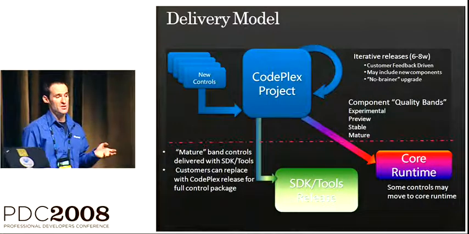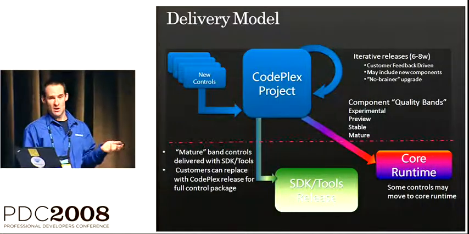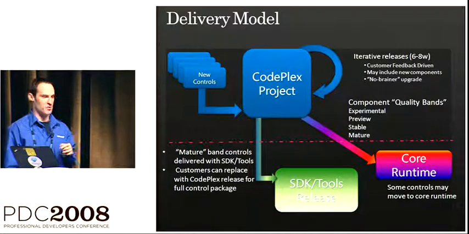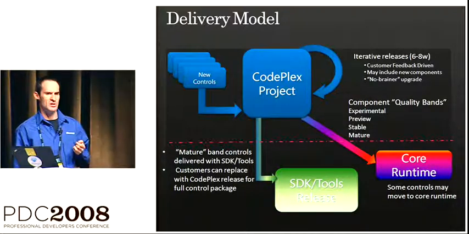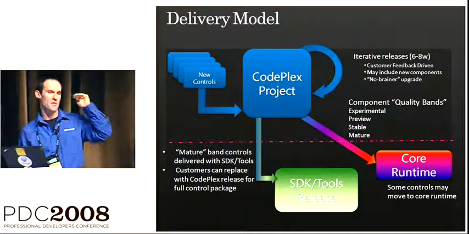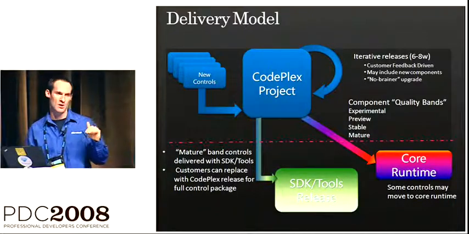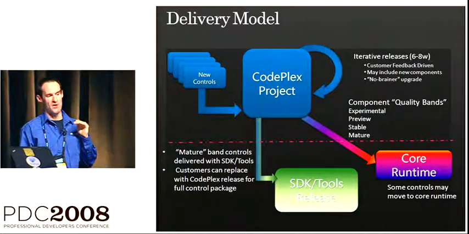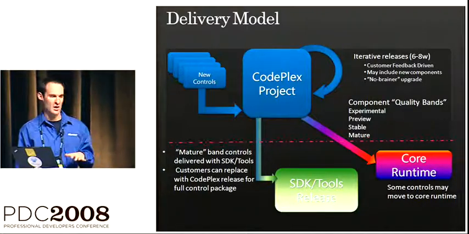Stable quality band components should be good for 90% of scenarios. Maybe some corner cases aren't quite right yet, but they're basically useful for most folks. Stable is something that we consider pretty close to beta quality. And then over time, components will move into what we call the mature quality band. Mature quality band components are full RTM quality, what you would expect. They'll have no breaking changes unless it's some sort of security issue.